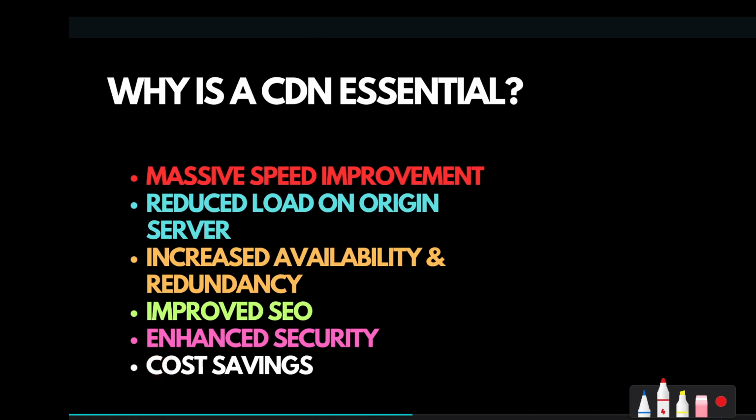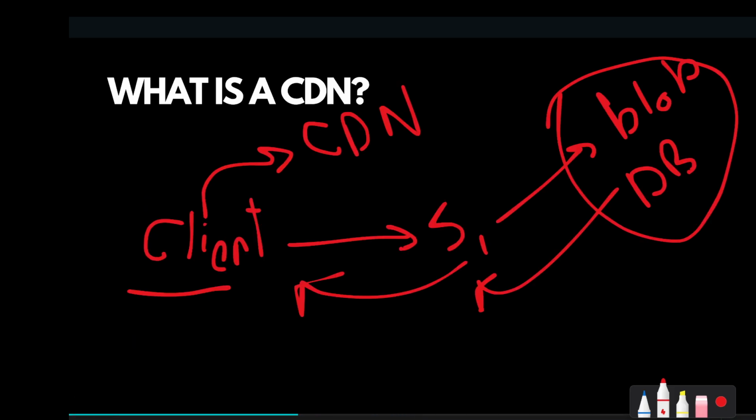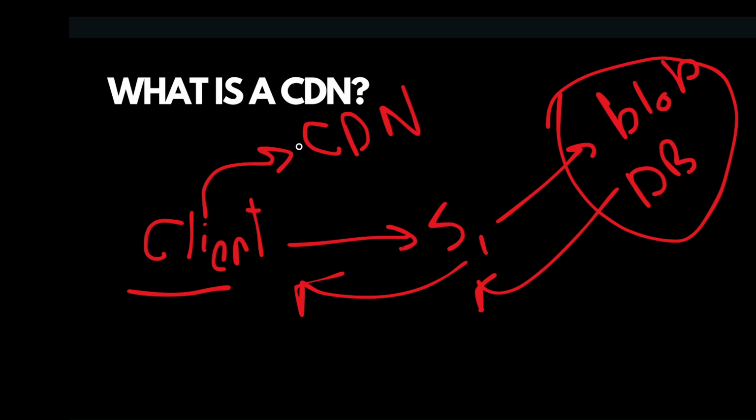Okay, so we did talk about what it is. Let's continue. I guess there is something that I did miss to talk about. When a user requests content from your website, as we said before, the CDN intelligently routes the request to the nearest edge server that contains a copy of that content. This dramatically reduces the physical distance the data has to travel, leading to much faster delivery.